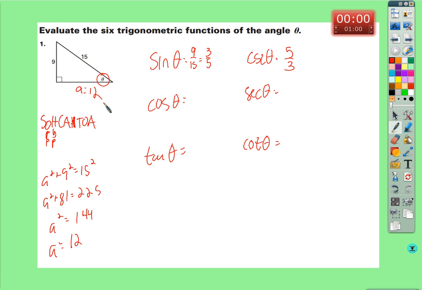What's the cosine? Cosine is adjacent over hypotenuse. So 12 over 15, they share a 3 in common, so 4 over 5. How about the tangent? Opposite over adjacent, 9 over 12. How about the cotangent? It's the reciprocal of the tangent, so 4/3. Secant is the only possible fraction you could make out of all those sides that's left, but it's the reciprocal of the cosine. Okay, questions?